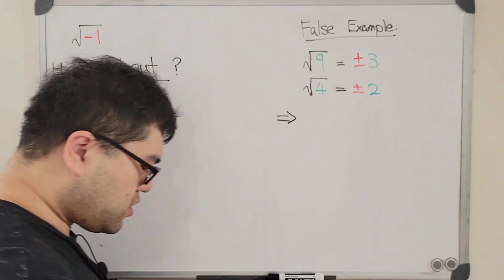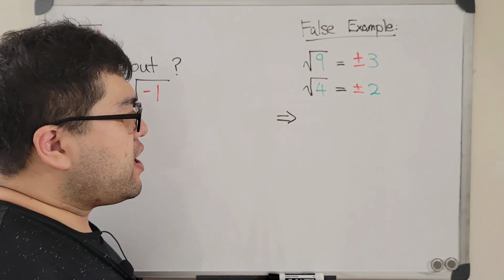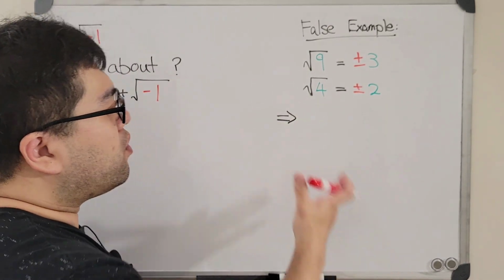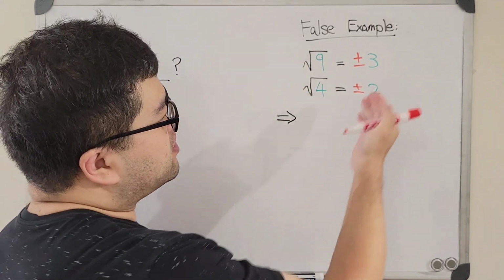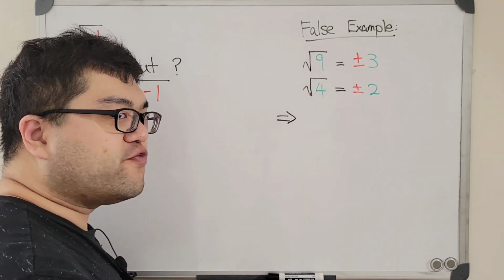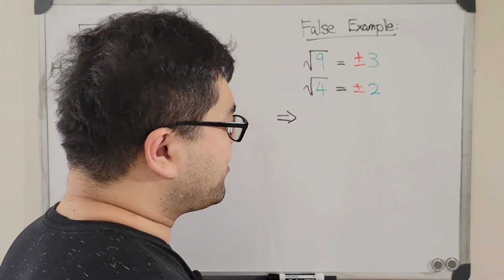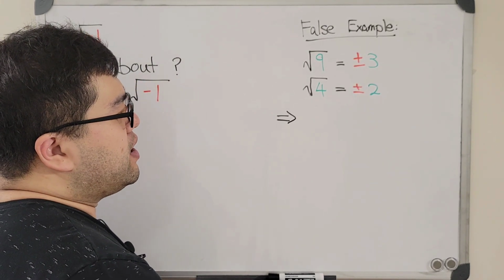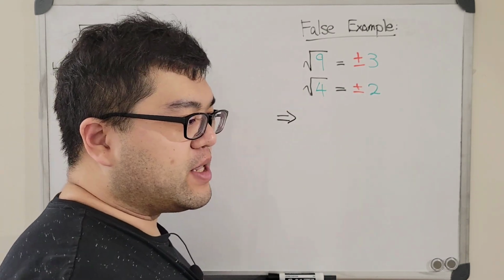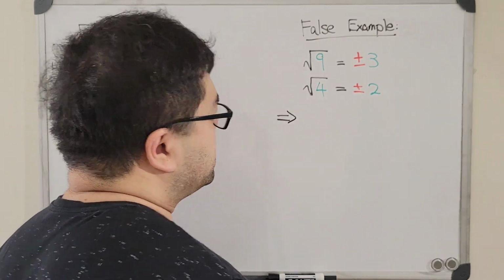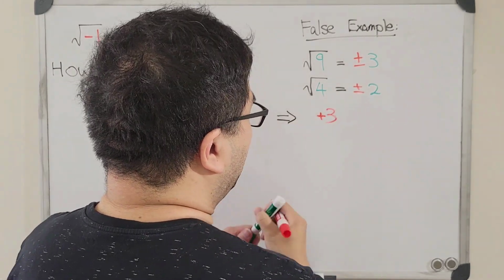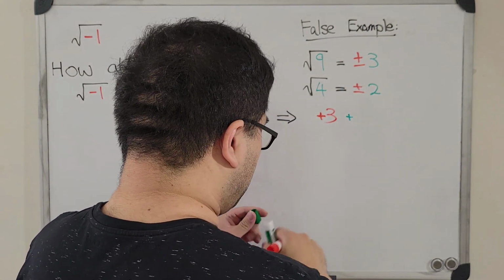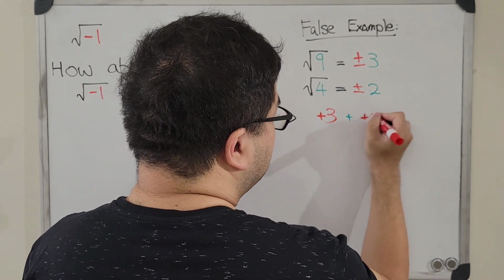Similarly, if we have the square root of 4, they will argue that the answer should be both positive or negative 2. And furthermore, they'll argue that if we now try to add these two values together, because we have two options for each value, we should end up with 4 different results. Meaning that the expression will end up with 4 different answers, such as positive 3 plus positive 2 as our first option.